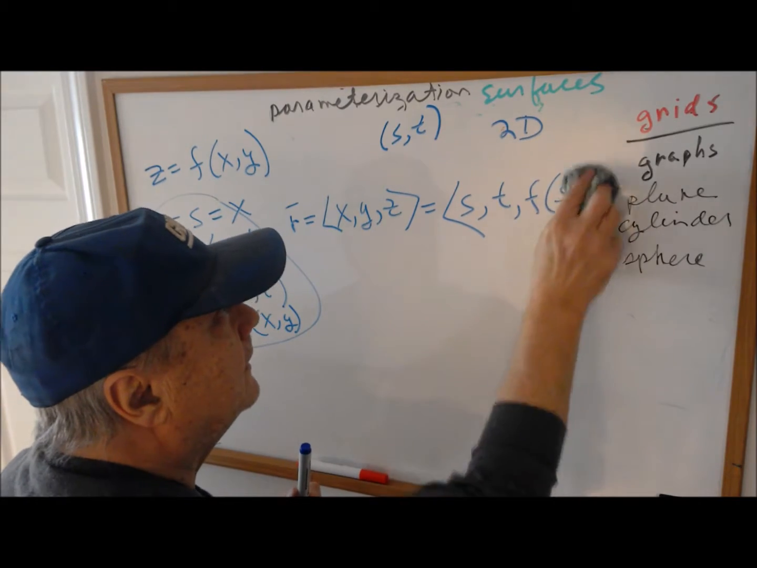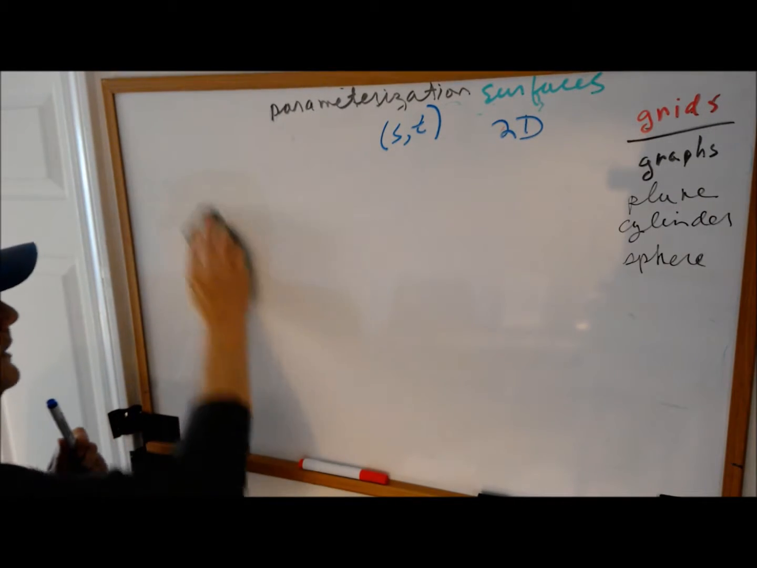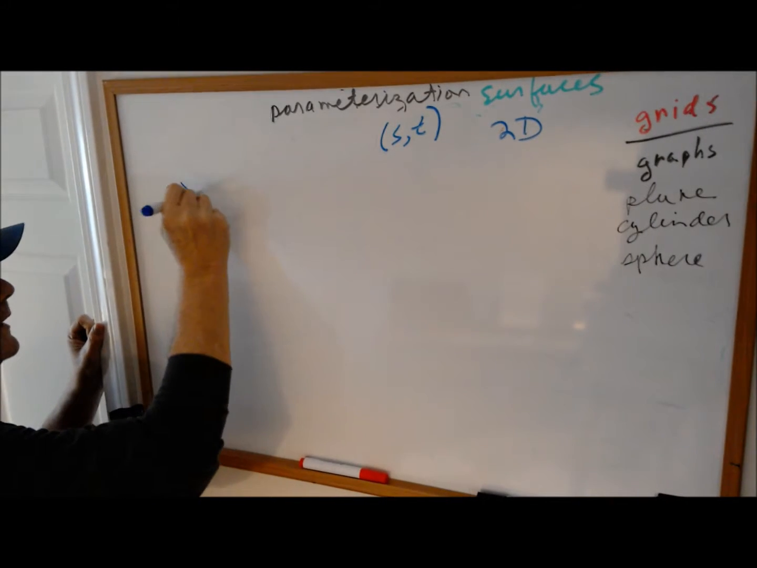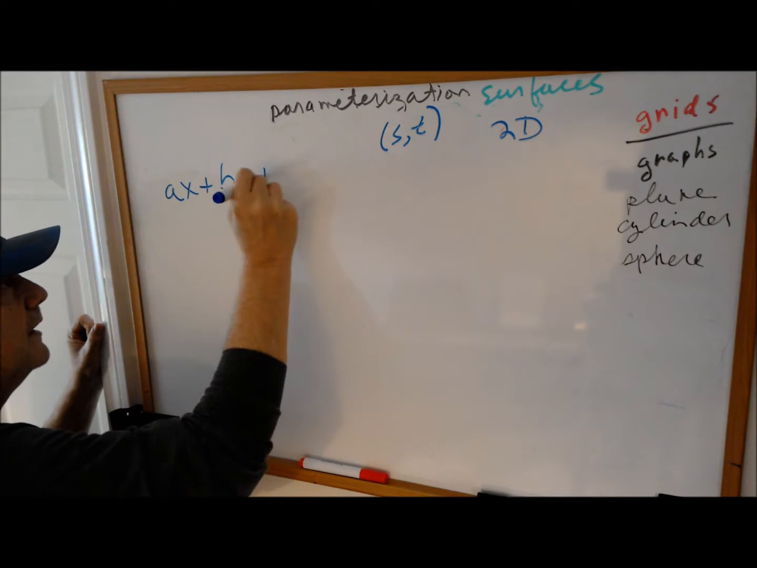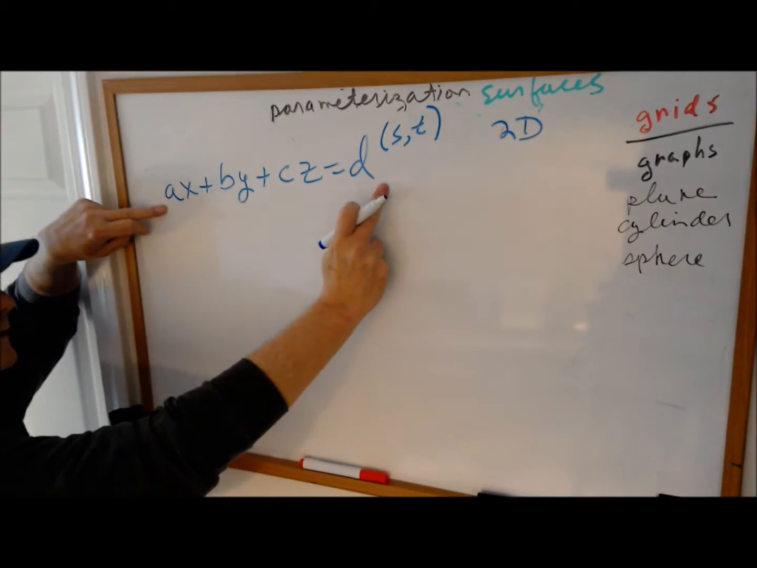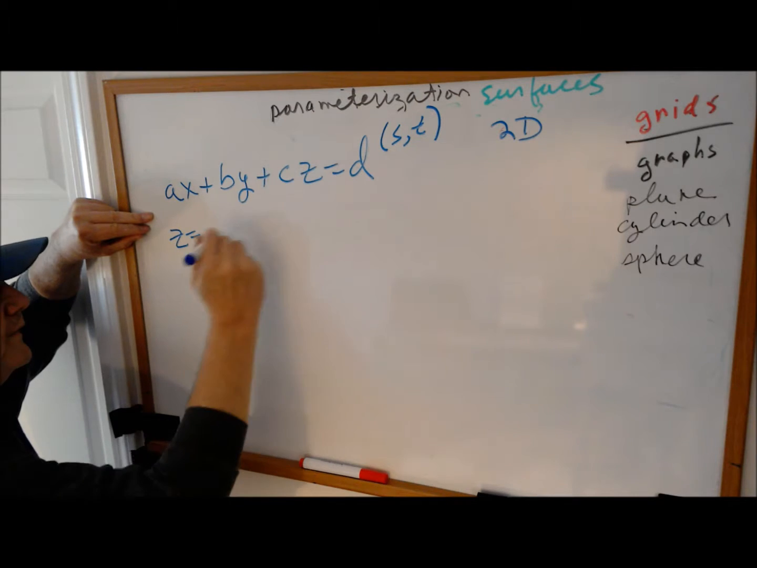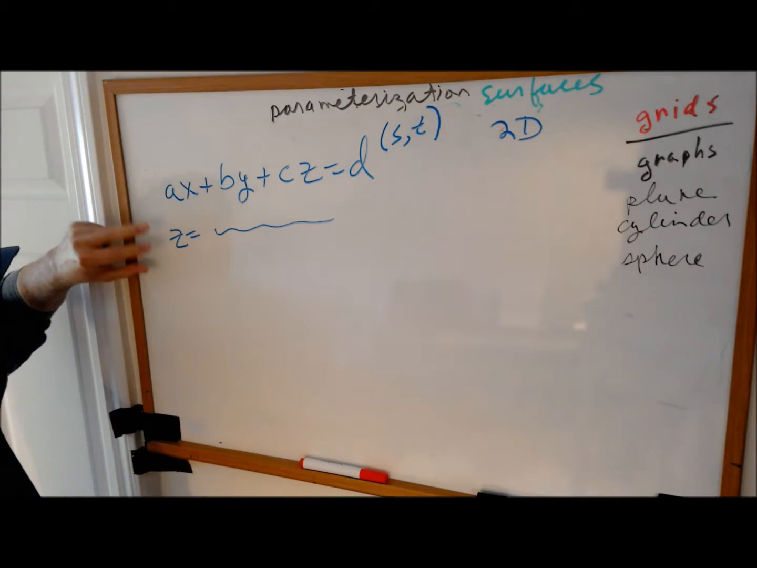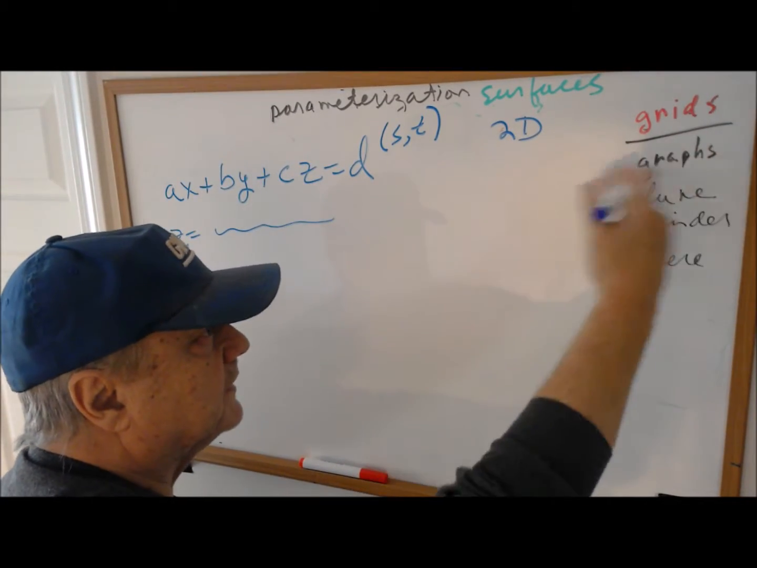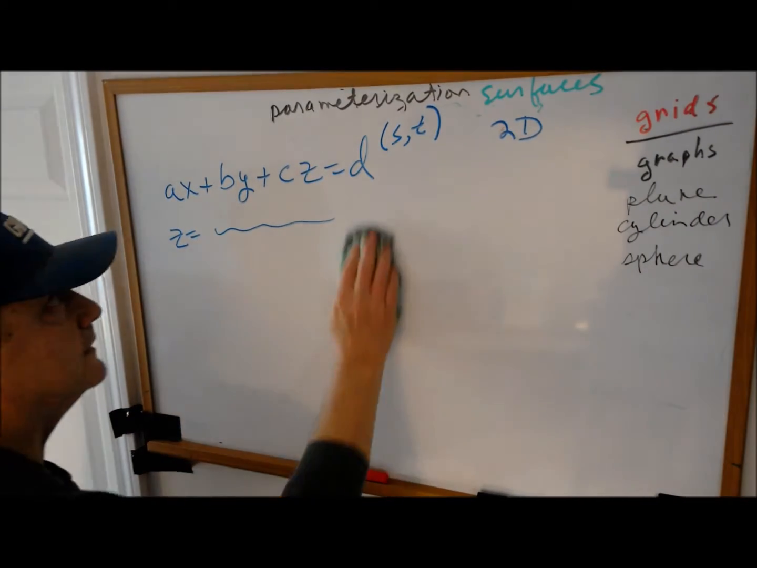The next example is a plane. Well, a plane, we've already learned that planes are of the form ax plus by plus cz equals d. So they're, by definition linear, which means we can just solve for z. So planes are, by definition, graphs. So all we have to do is use the same technique. So I won't bother to even do that. Let's move on to cylinders.